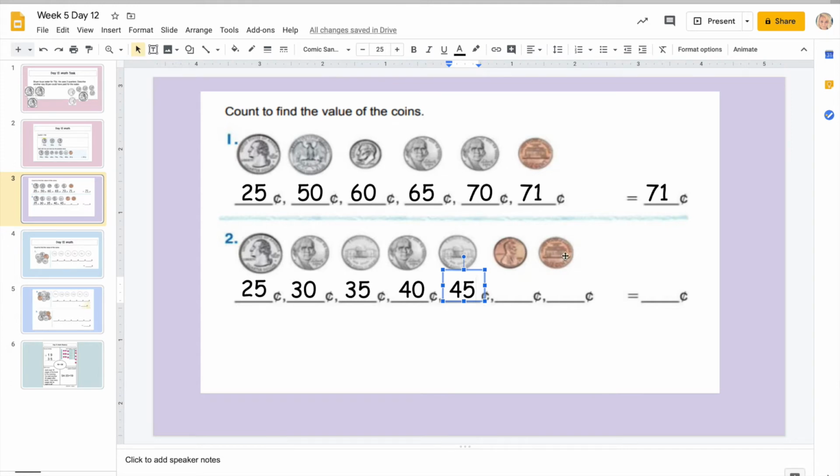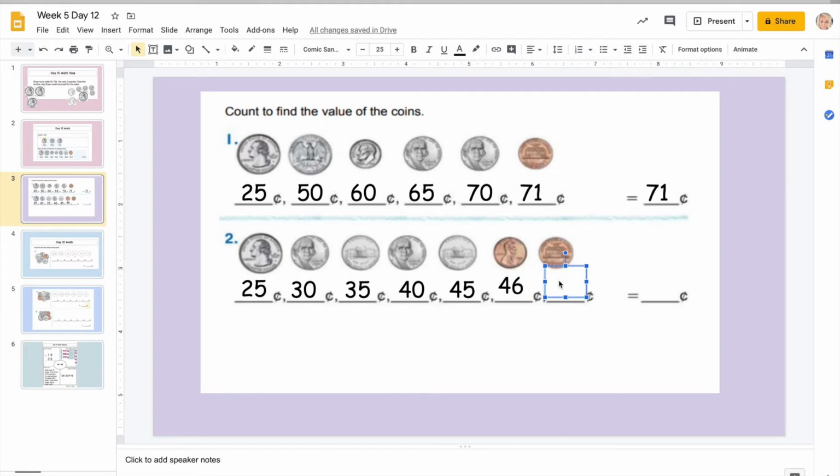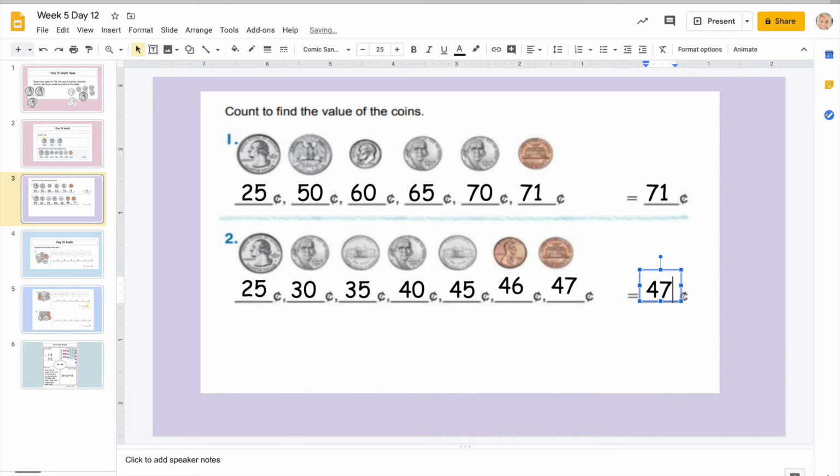And now you can see we have 2 pennies, so each of those are worth 1 cent. So we're going to increase that number by 1. 45 and 1 more is 46. And finally, the last penny, we have 46, and one more is 47. So the value of the coins in number 2 is 47.